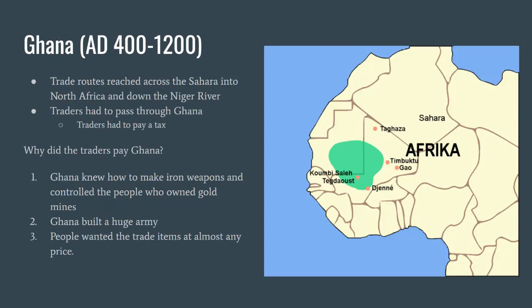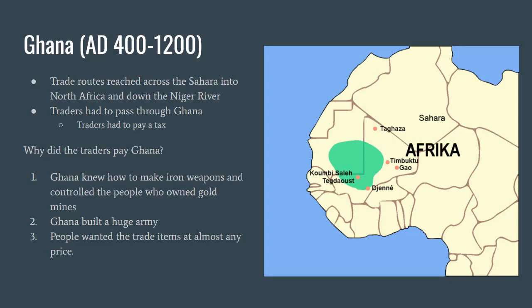The first civilization that we're going to talk about is Ghana. Ghana is a big deal because it became a huge trading city, or city and empire, excuse me, with lots of different trade routes throughout this area. Many merchants and traders had to pass through Ghana to get from one place to another. And this made Ghana very rich because the Ghanaians forced merchants and traders to pay a tax.